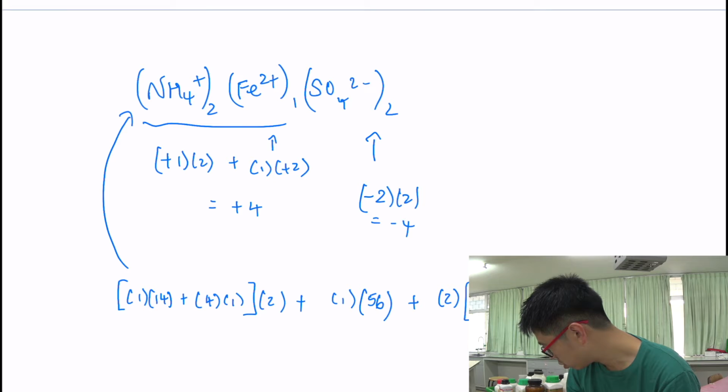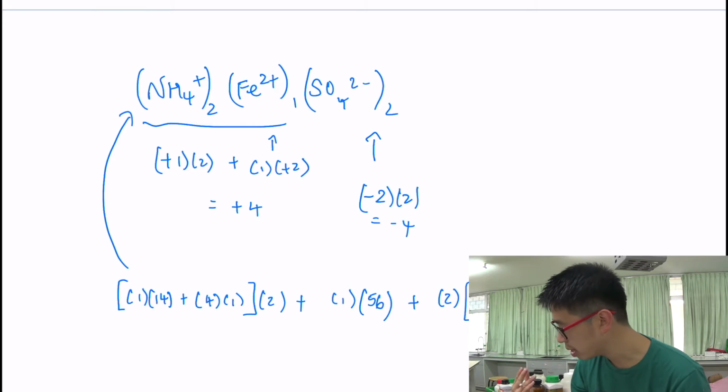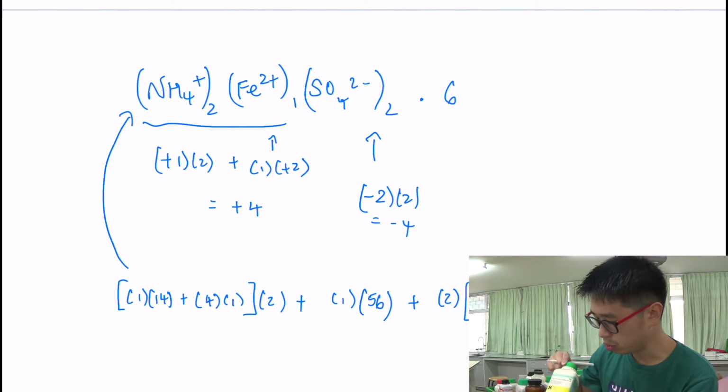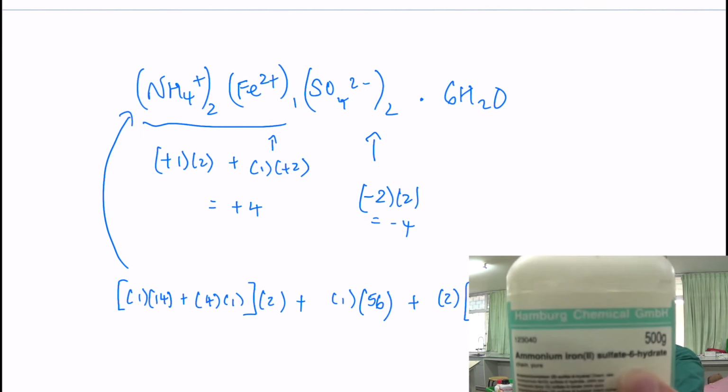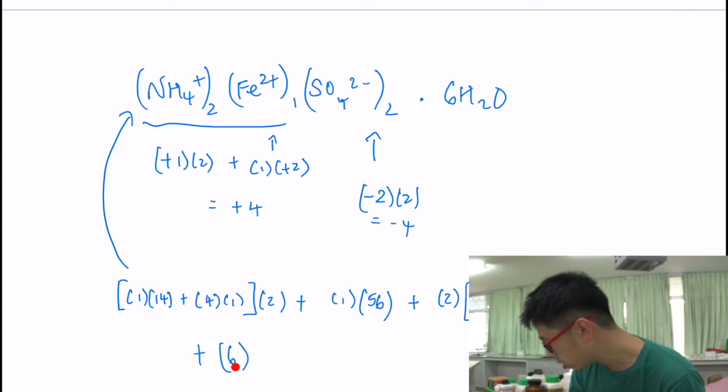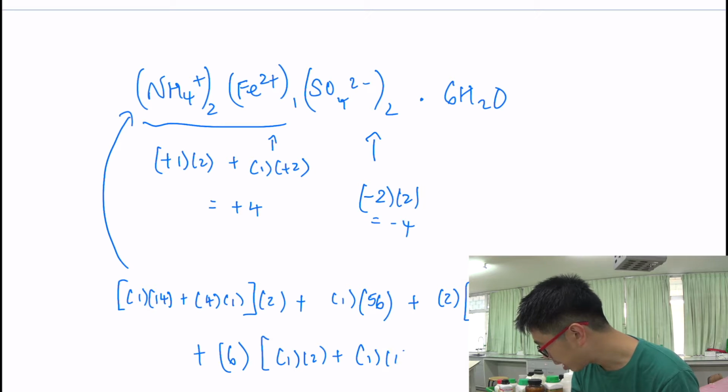And then I have 2 times, because 2 sulfate, 1 times 32 plus 4 times 16. Oops. So these are just your usual exercise of calculating the relative molecular mass of this compound called ammonium iron 2 sulfate. And look carefully, this is a 6-hydrate, so this is a hexahydrate, so it is .6H2O. The .6H2O means there are 6 waters of crystallization, so I need to add, I do not multiply, I add another 6 water molecules, so 1 times 2 for the 2 hydrogen, and then 1 times 16.